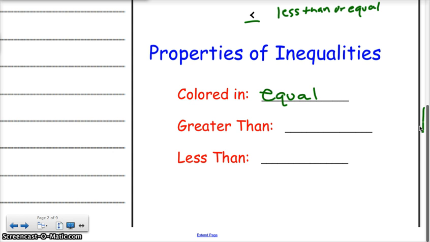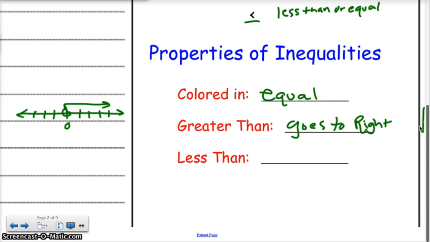Okay, greater than goes to the right. Because everything's related to a number line. And if you look at a number line, where are you getting bigger? You get bigger going this direction, going to the right. Where do you get smaller? You get smaller going to the left. So less than goes to the left.